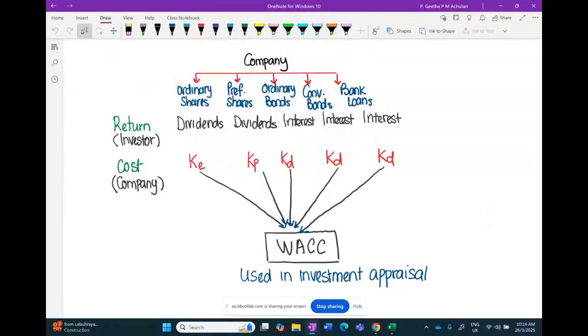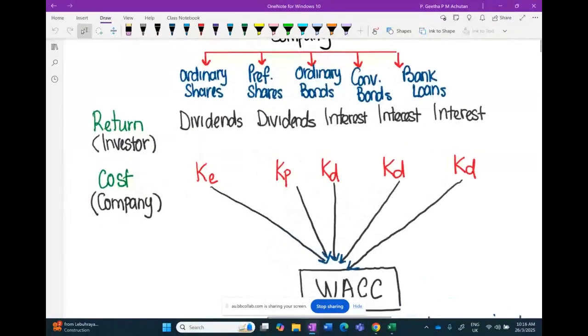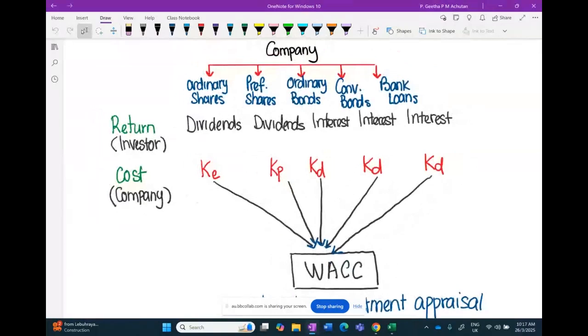Now in chapter 4, you had sources of finance. You had equity, preference shares, and types of debt. Who provides this finance to the company? We call them investors. And investors require a return. Shareholders require dividends, and creditors require interest to be paid to them on time. What is a return to an investor becomes the cost for a company.